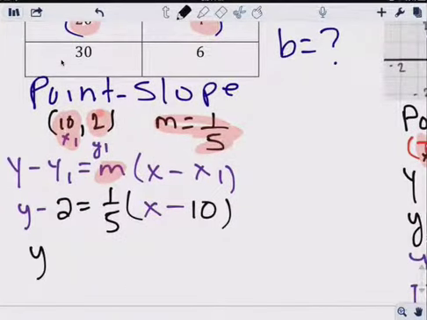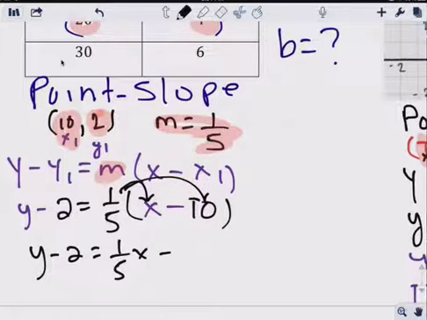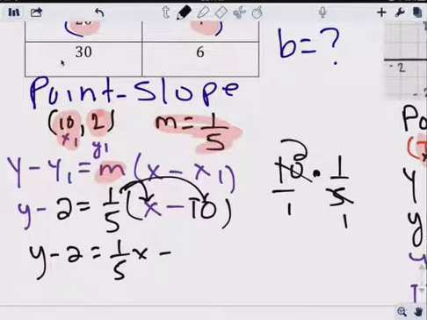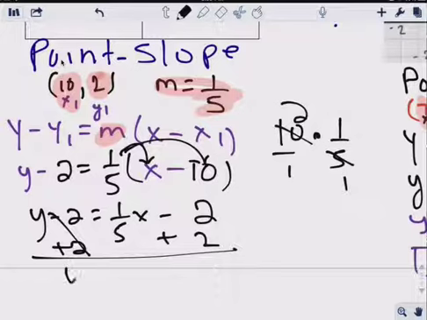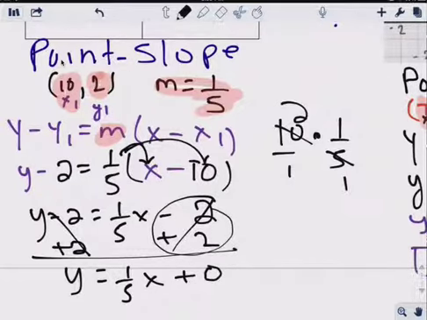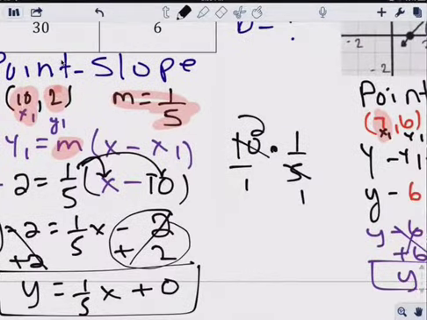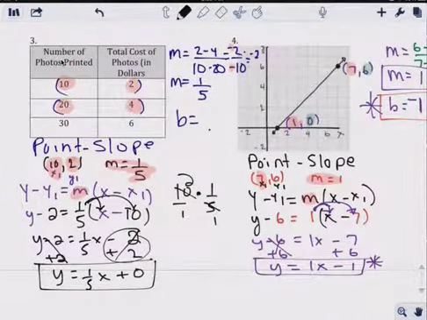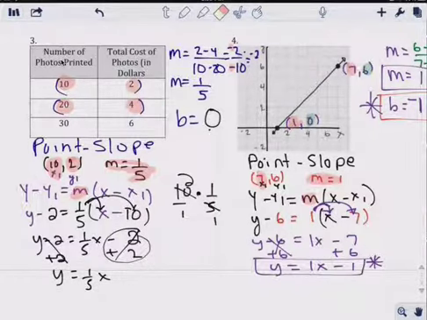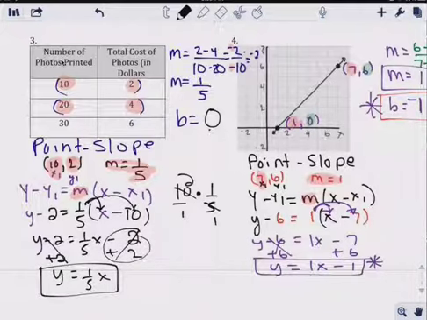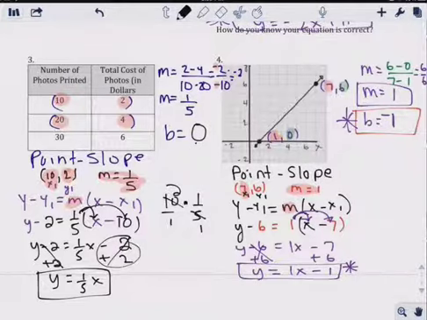So y minus 2 equals, distribute 1 over 5x, distribute minus 10 times 1 over 5, cross cancel, 2 and 1 gives you 2. Add 2 to both sides. Okay. Gives you y equals 1 over 5x plus 0, because this makes a 0. Okay? And your y-intercept then is 0. Now, it's really important for you to know that you really don't need to write this plus 0. It can be left empty, and this is the more simplified version, more correct. Okay? That's your homework. That's the end of it.